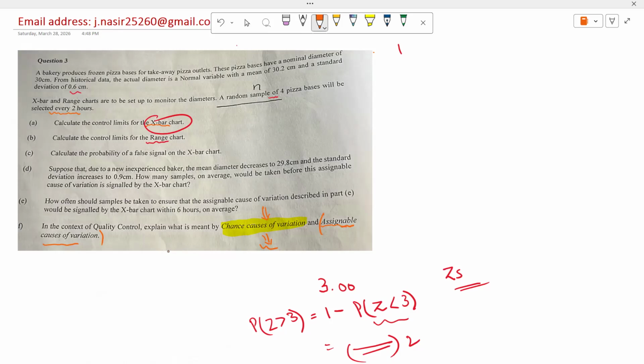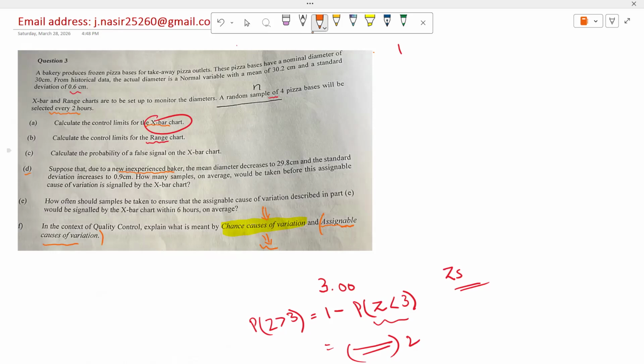This is what we're trying to keep track of. And if you go back to your D part, now this new inexperienced baker is basically your assignable cause of variation. You put the inexperienced person on work. So the changes, the decrease in the mean, the change in the standard deviation is due to the human error of the inexperienced person. So this is an assignable cause of variation. This is not a random cause of variation because this is something we can understand, right? So this is the difference between chance causes of variation and assignable causes of variation.